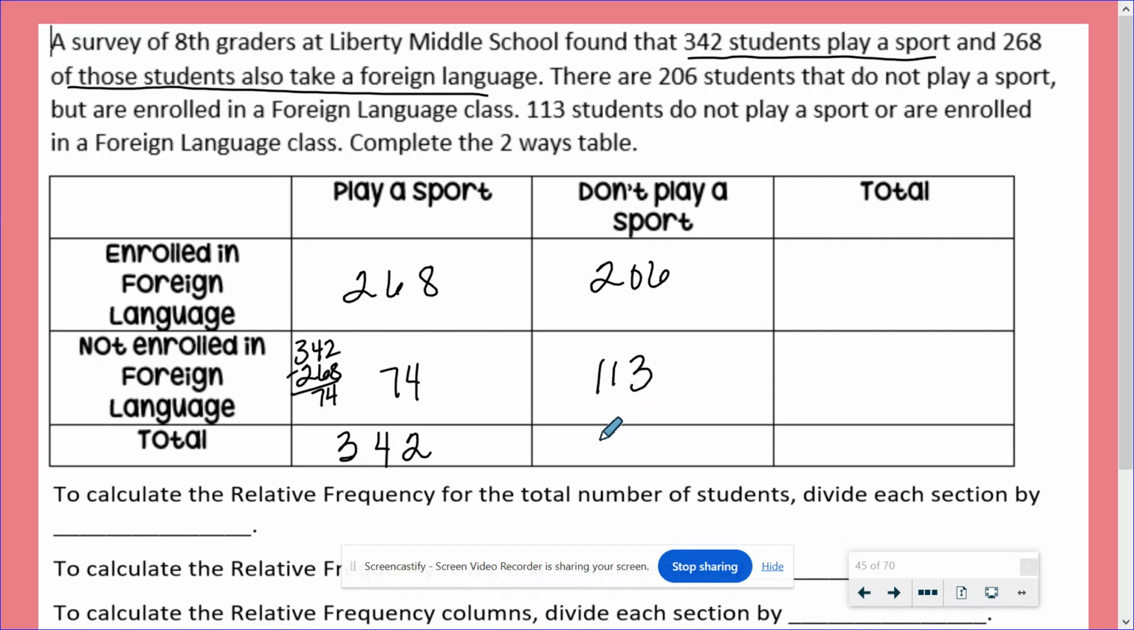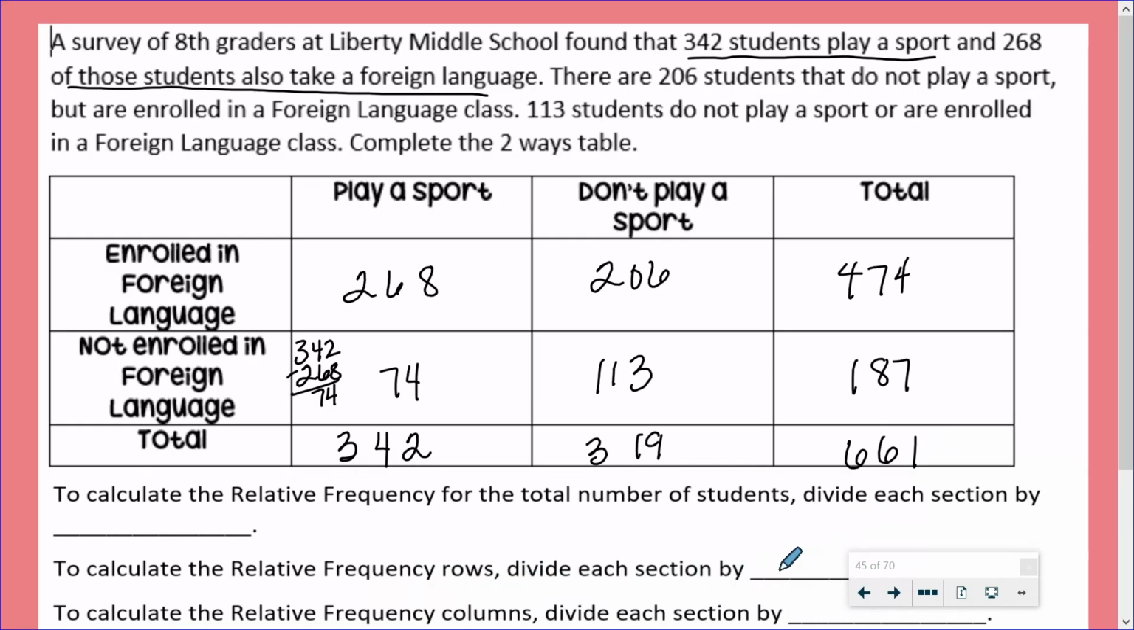All I have to do is add those together to get 319. And then add these together to get 474. Add my not enrolled in a foreign language class, and that gives me 187. And then again, my quick check. Those should add up to the same sum as this column here, which they do because they both give me 661.